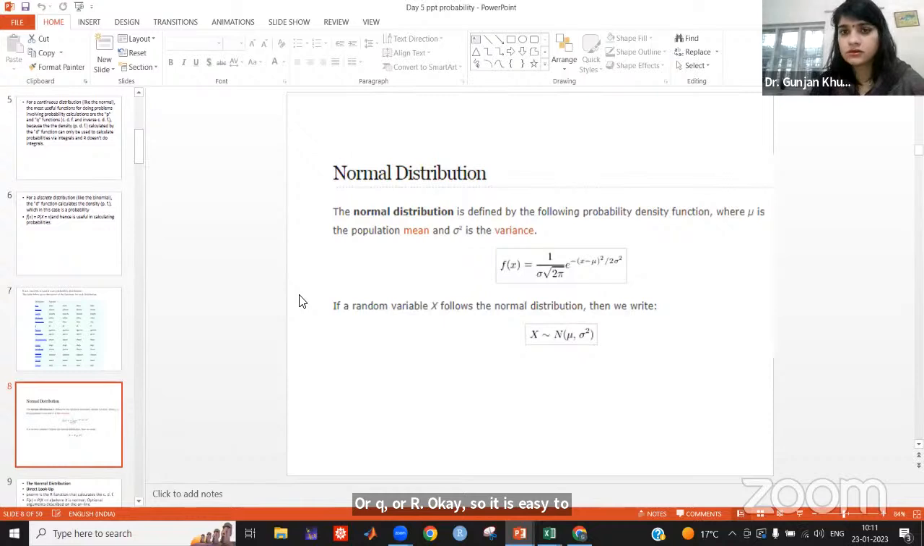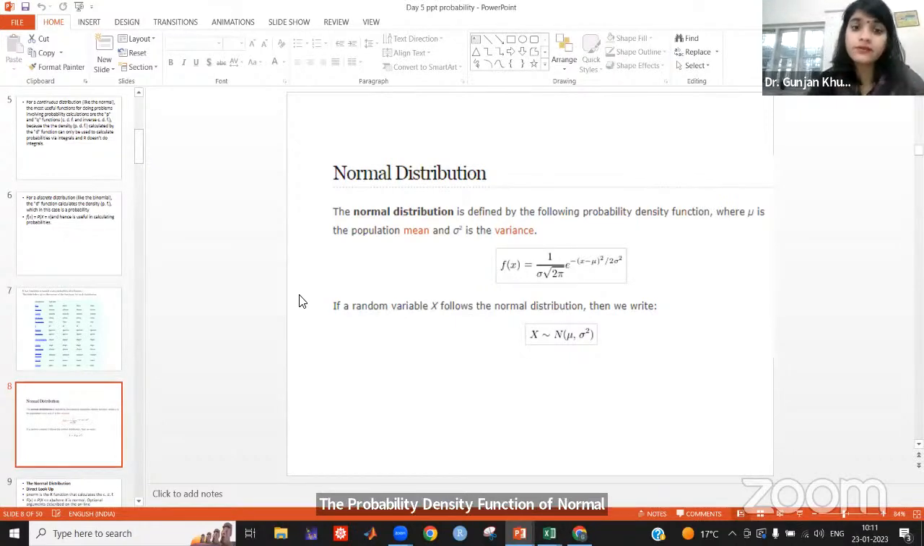So let us first of all discuss normal distribution. The normal distribution is defined by the following probability density function, where mu is the population mean and sigma square is the variance, meaning sigma is the standard deviation. This is how f of x is given: 1 upon sigma under root of 2 pi, e power minus half sigma square, x minus mu whole square. All of you are familiar with the probability density function of normal distribution, right?